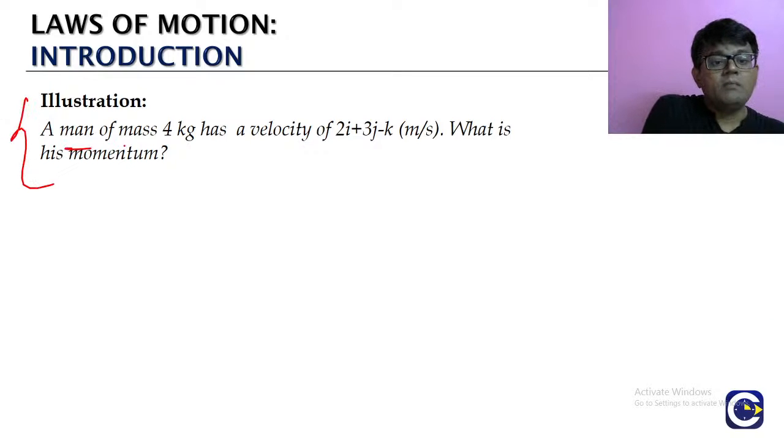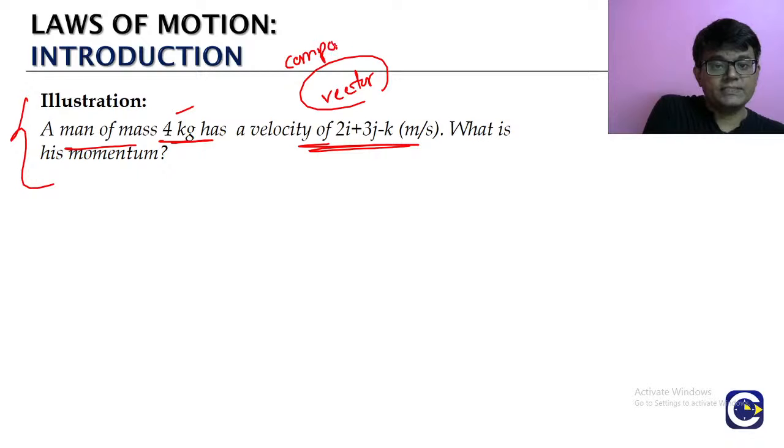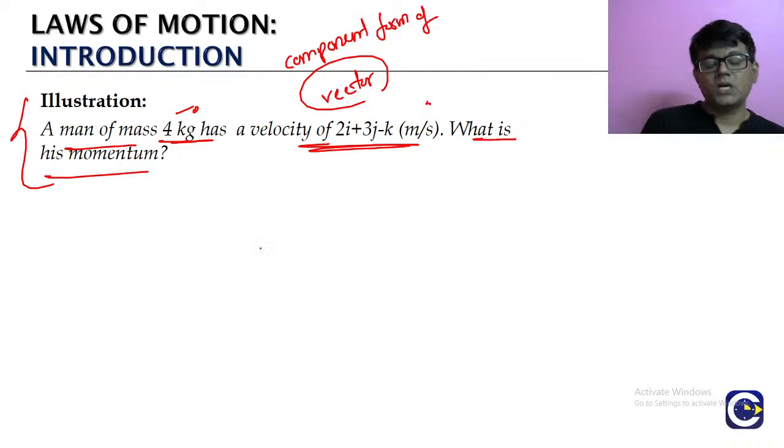A man of mass 4 kg. This is a very straightforward question, not even JEE Mains level. Here we are doing the question just to get ourselves some familiarity with the formula. A man of mass 4 kg has a velocity 2i plus 3j minus k. This is the velocity in the component form, the i, j, k component form. You can see the mass is in the SI unit and velocity is also in the SI unit. What is his linear momentum?